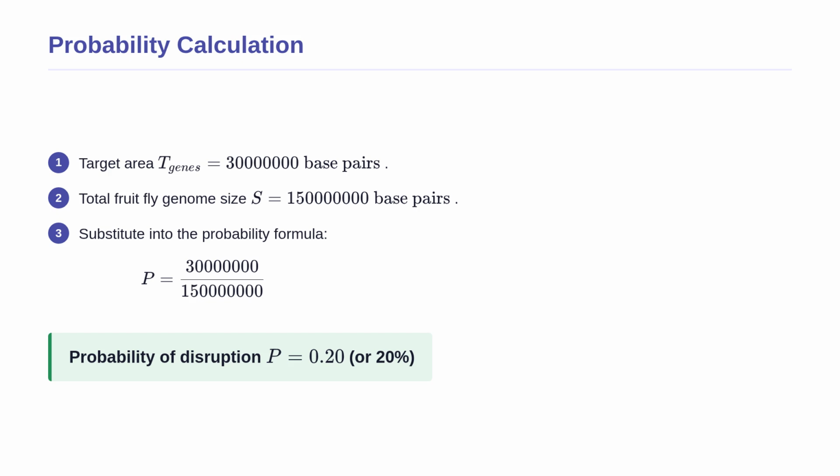We set up our formula by dividing the 30 million target base pairs by the 150 million total base pairs. The calculation simplifies to 0.20. This means there is a 20% chance that a random jump will cause a lethal mutation, highlighting exactly why cellular defense mechanisms are so critical.